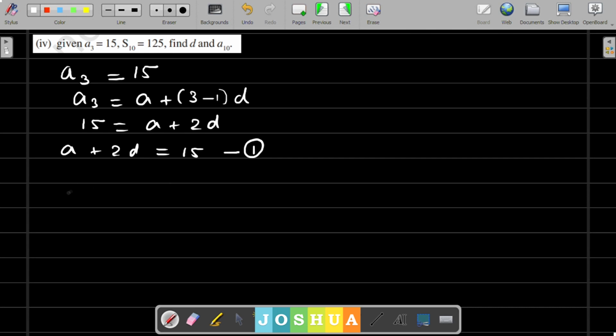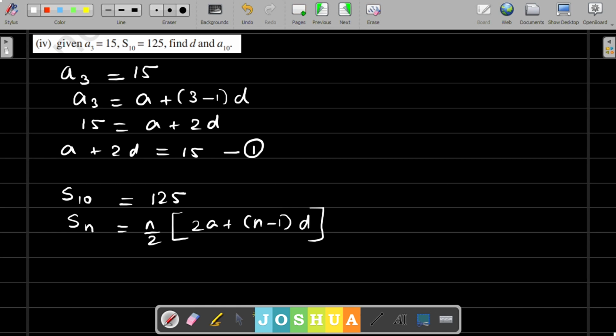Now I am coming to the second term, s10 is equal to 125. So in this case, how to go about it? One formula is n by 2 times 2a plus n minus 1 times d. Another formula is a plus a n. Since a is not known and a10 is also not known, we can use this first formula. So better to use the value of a in this equation and do that.